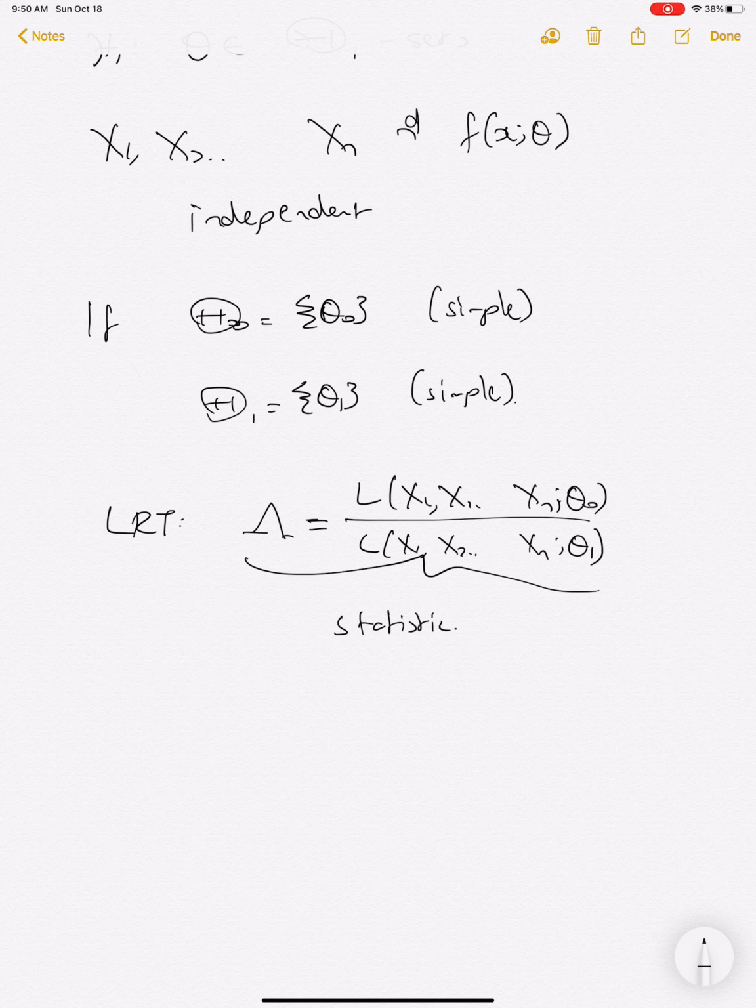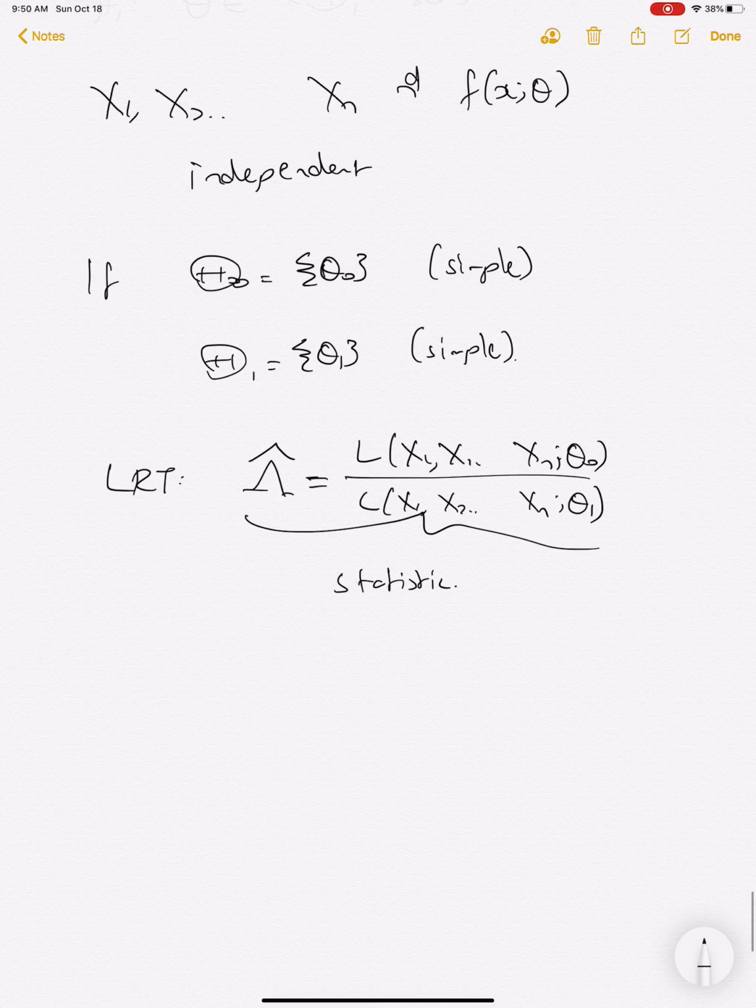Okay, and obviously we use that statistic to then determine the, I'm going to use, I guess, gamma hat to make it clear that this is a data-dependent quantity. And so we're going to use that to determine the acceptance region.